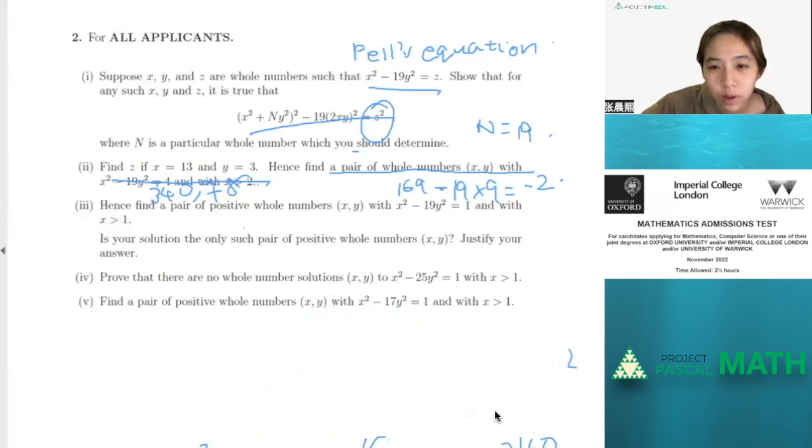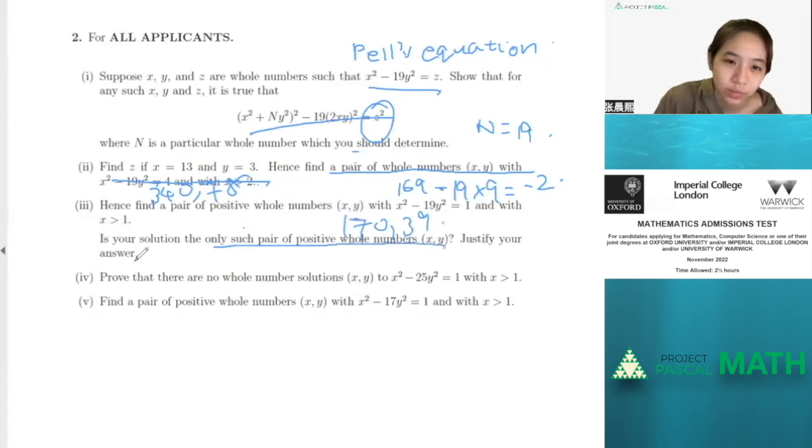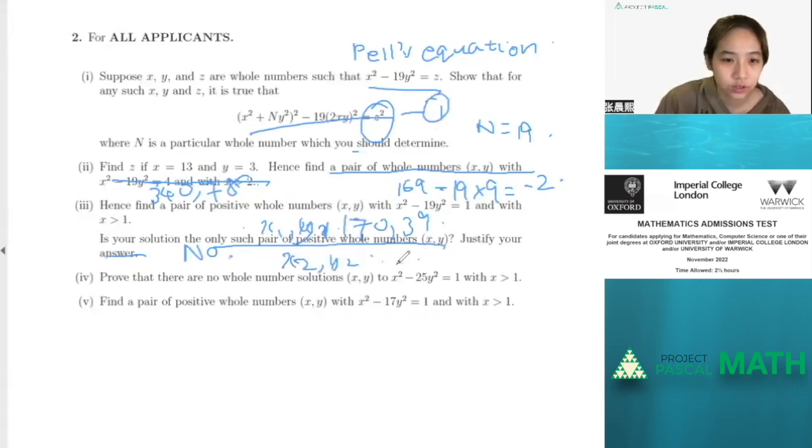Okay, so immediately you realize that they do have a common factor of 2 for the next part. And so pretty simply, you can just divide it by 4. It's like 170 and 39. Is your solution the only pair of positive numbers? No, because if this is x1 and y1, then you can use this equation here to get x2 and y2, and so on. So it's definitely not the only solution.